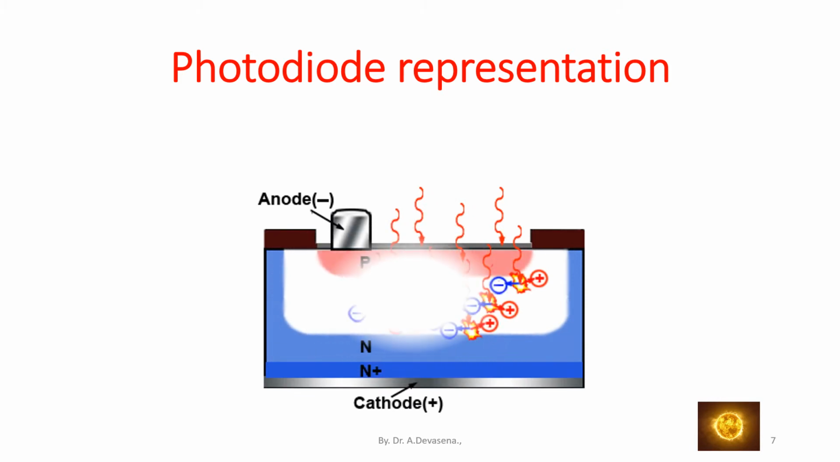Photodiode representation is shown below. Here is a representation. In this diagram, we are having a P and N region of the photodiode, and at the p-n junction of the photodiode, light falls over the p-n junction.